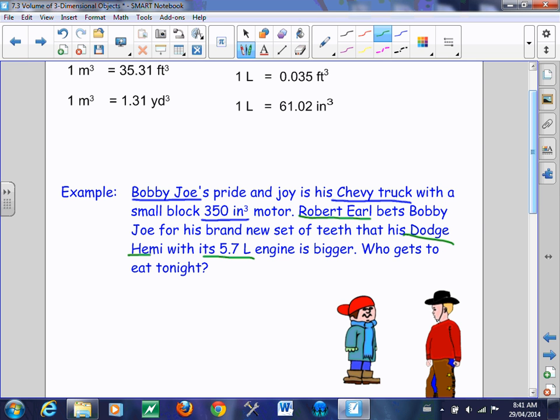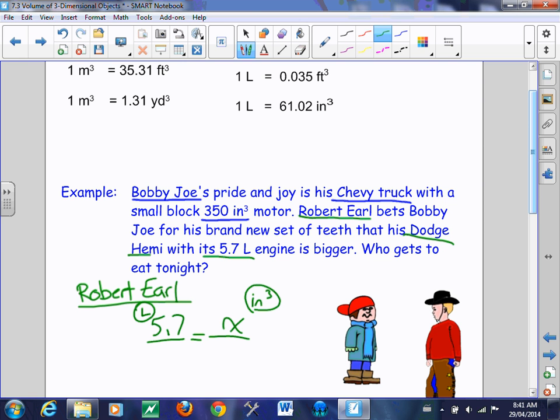So let's just start with Robert Earl. Let's compare his. You could go the other way as well. I'm just going with what was given. So Robert Earl has a 5.7, and that's a liter engine. And what we need to get it to is inches cubed. So I'm going to set up the equivalent fractions. I'm going to look in our formula sheet up here, and notice that we've got 1 liter equals 61.02 inches cubed. You got to watch your units to make sure it's cubic inches.